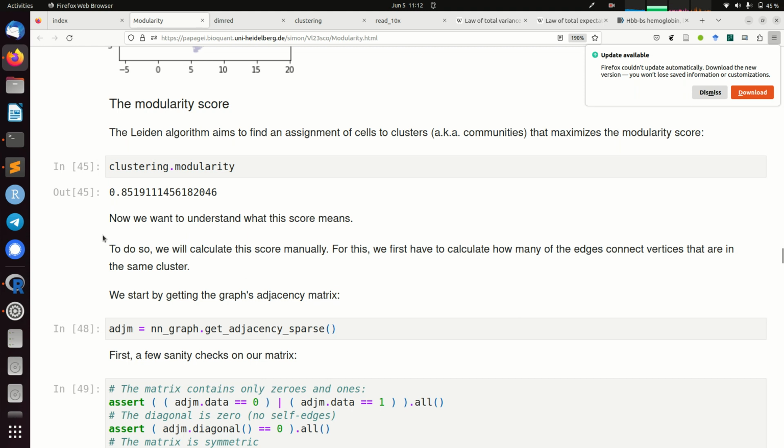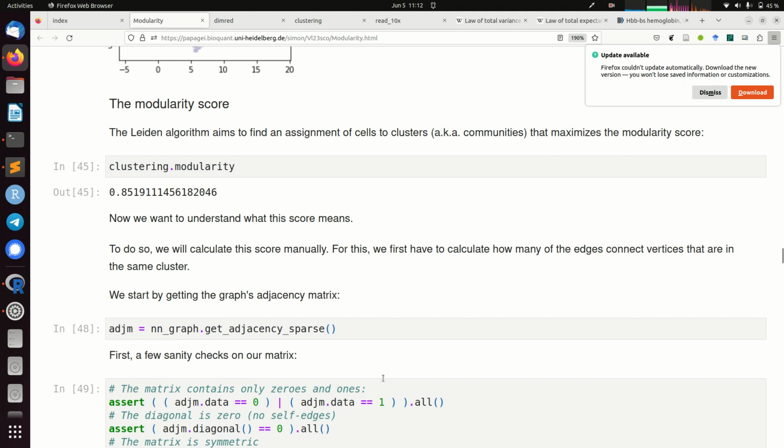I've already told you that the number we are interested in is the number of edges which do not cross a boundary. So here in that case, all but one do not cross a boundary. I call this the within cluster edges, and I want to count them. So how do I do this?